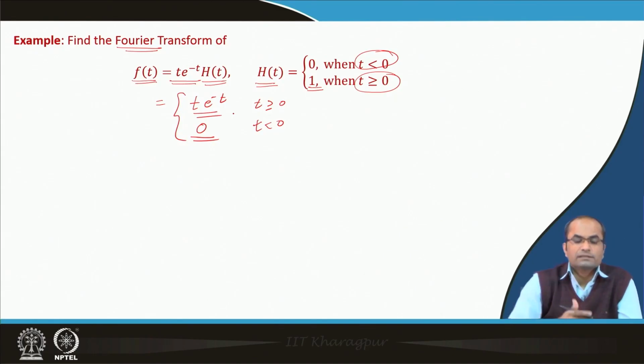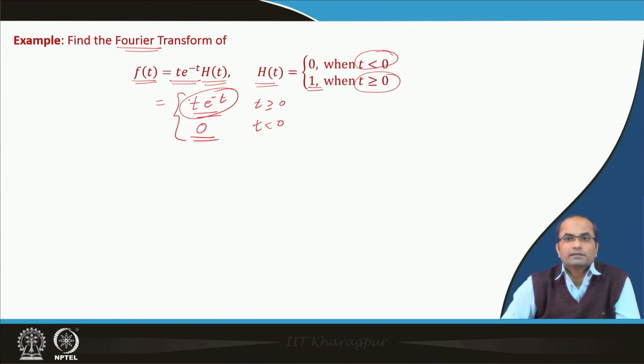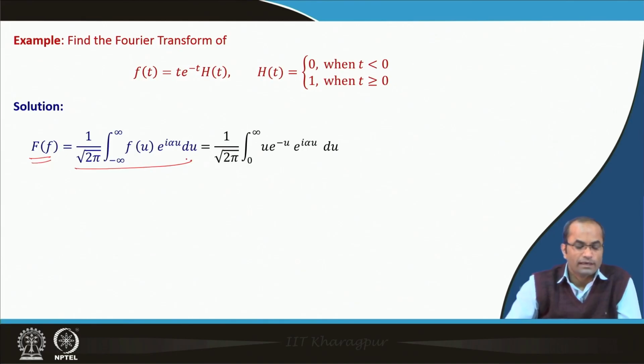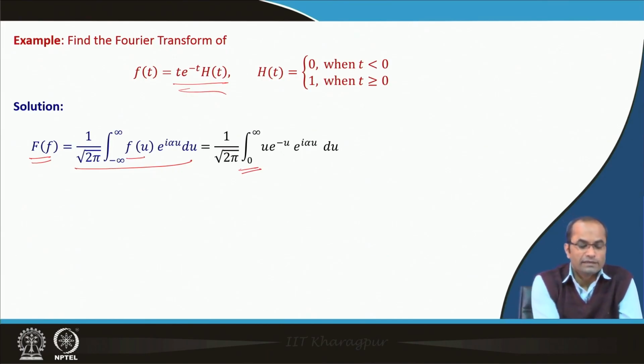So it is again similar to what we have done before, but now it is t e^(-t), so the function is different. Coming back to the solution now. The Fourier transform of f is given by this formula, and because f is defined for positive values, we have the integral from 0 to infinity, where f(u) is now u e^(-u), times e^(iαu) du.